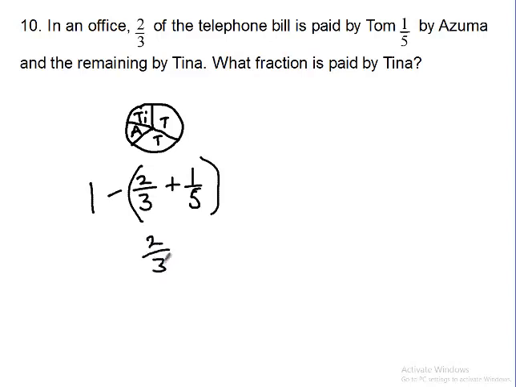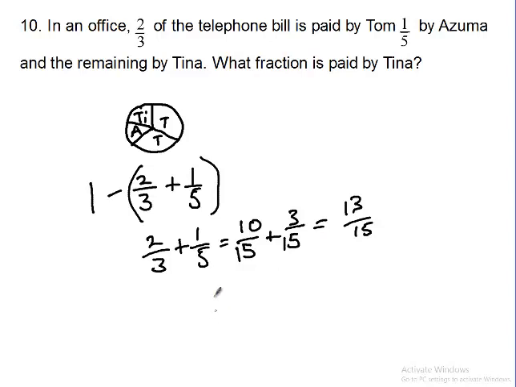So 2/3 plus 1/5. Find our common denominator by finding the LCM, which is going to be 15. So what have we done here? Times 5. So this becomes 10. And what have we done here? Times 3. So this becomes 3. So we have 13/15, representing what is paid by Tom and Azuma.